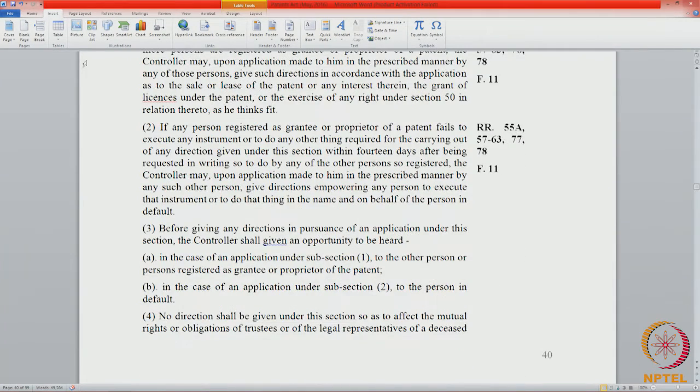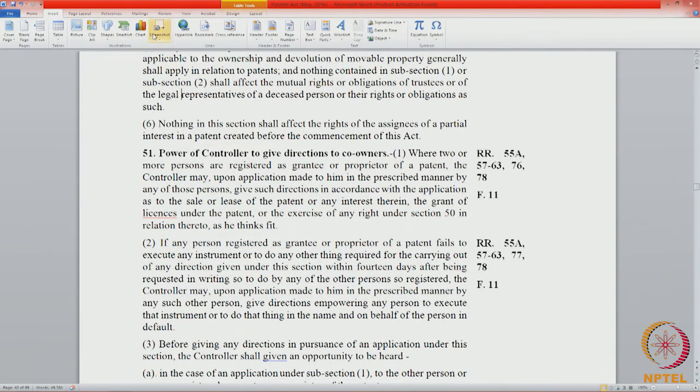Now, in section 50 we saw how the rights of co-owners will operate. One, the co-owners in the absence of an agreement will have equal undivided shares, and the co-owners will each be able to exercise the rights conferred under section 48 for his own benefit. Then in case the co-owners want to license a patent or an interest in a patent, they have to get the consent of all the co-owners.